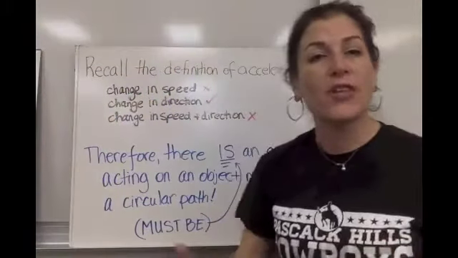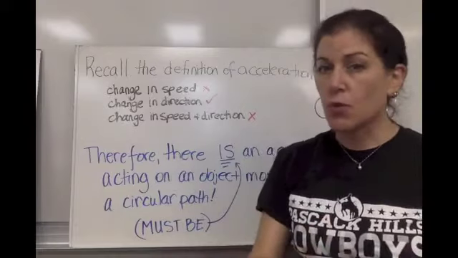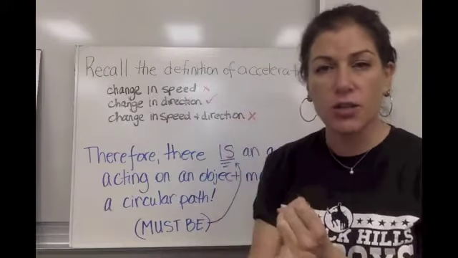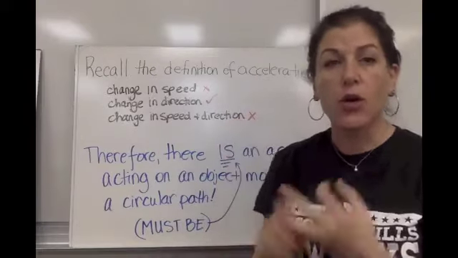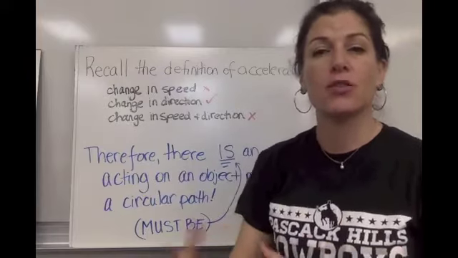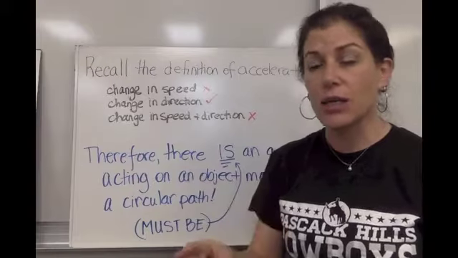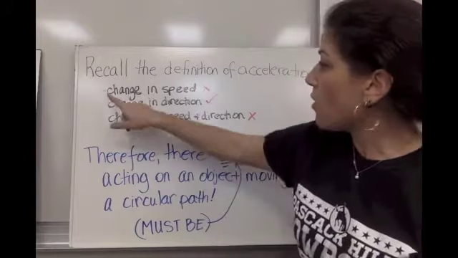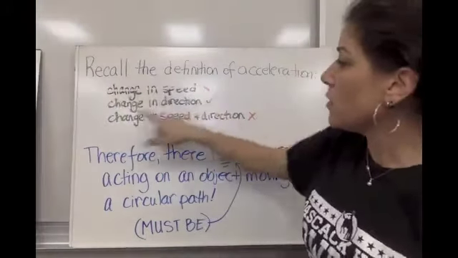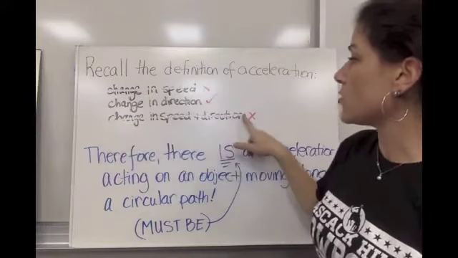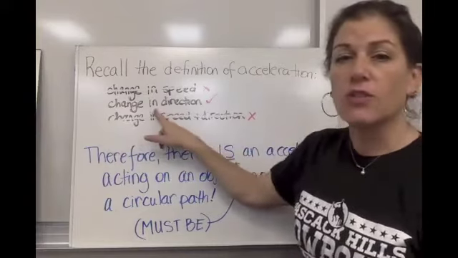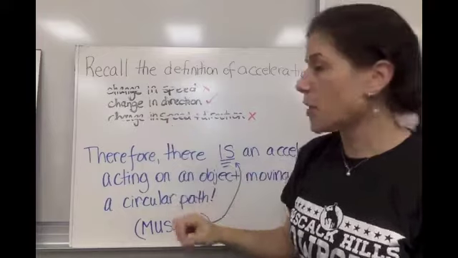So what's the definition of acceleration? Think back to when we first went over acceleration. We said it was either a change in speed, a change in direction, or a change in both speed and direction at the same time. Well, if it's constant speed when you're moving in a circle, then we have no change in speed. The only thing we have is a change in direction.